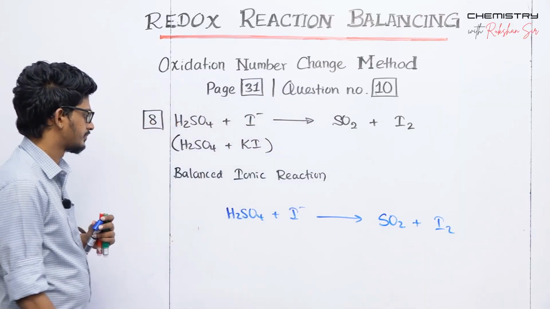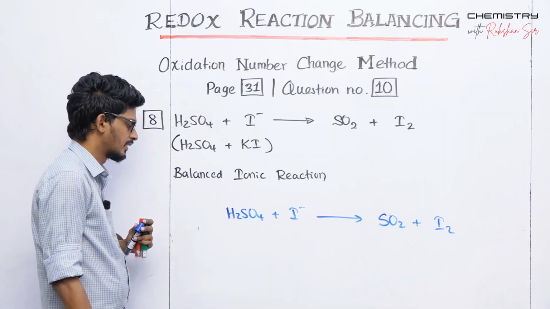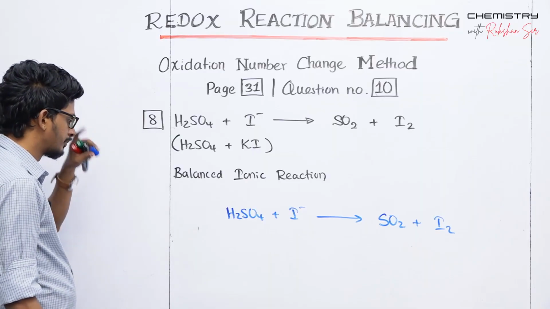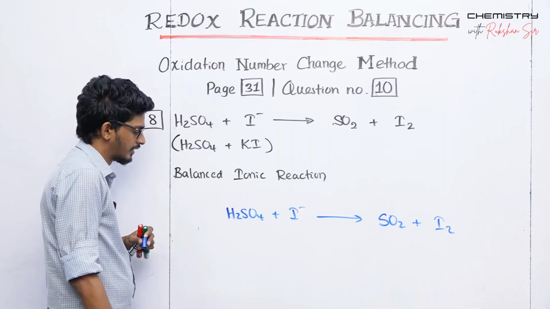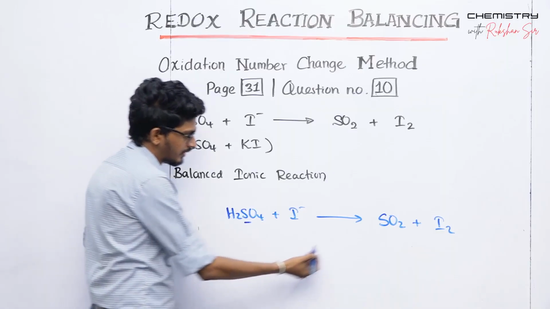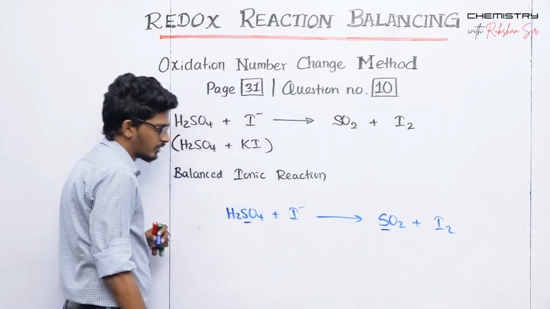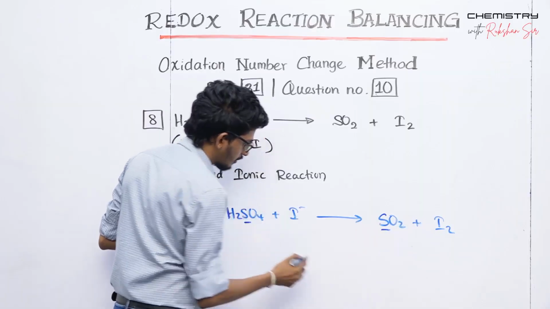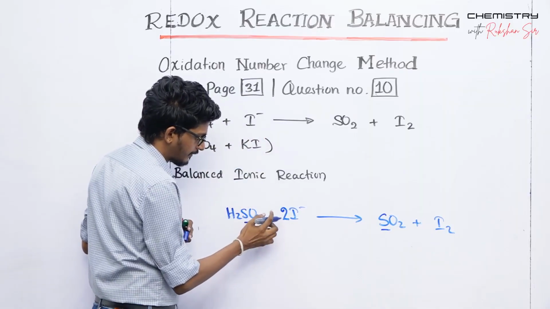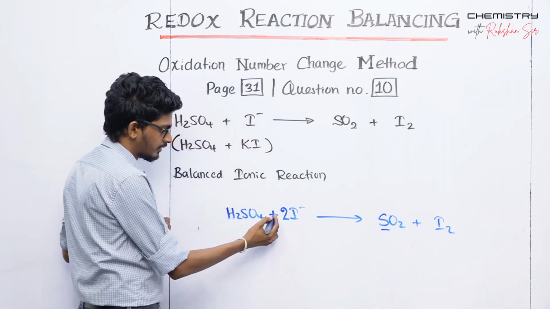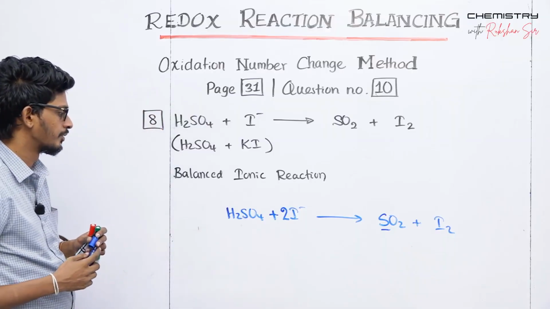Okay. So let's write the stuff, right? First thing is balancing the redox atoms, right? So this is sulfur here, 1 to 1, that is balanced. So you have 1 iodine, 2 iodines here, so you have to put 2 here, right? So redox atoms are balanced.